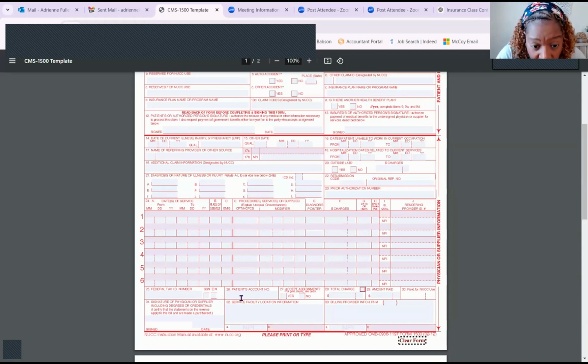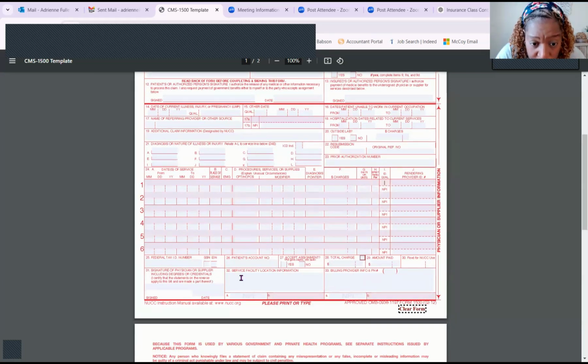Then put your patient's account number in box 26. Do you accept that assignment? You are going to put yes, because if you did the therapy, you're accepting the assignment. And then whatever charges here that you have, you're going to put the total here. Any amount paid, you'll put there. This is not, I repeat, it's not deductibles, it's not copays.